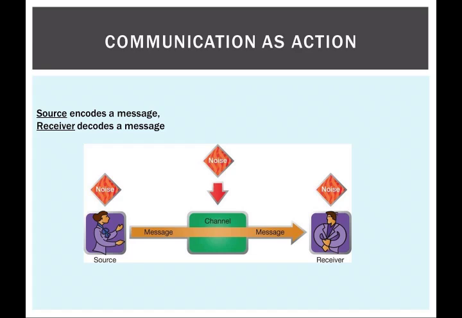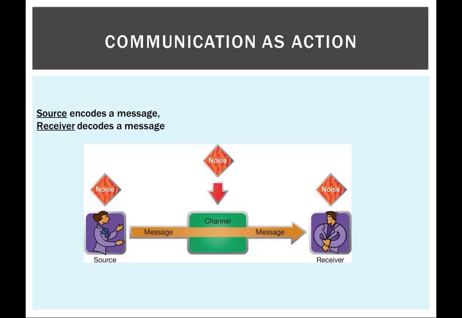On the other end, the receiver decodes that message, and by decodes, it just means that he or she interprets or takes the meaning out of the message. So that receiver, all we know in this particular model is that he or she has received the message. We don't know anything past that. So when you're looking at communication as action, you know that it's more source oriented. We're looking at how the source has put meaning into that message and sent it, and we know the receiver has received that message, but we don't know much more past that.